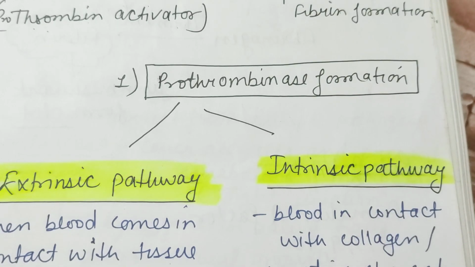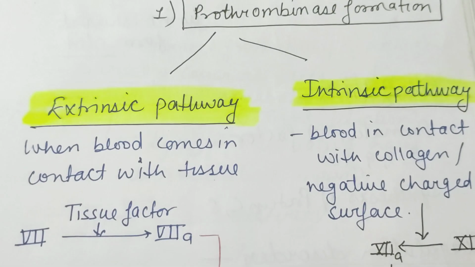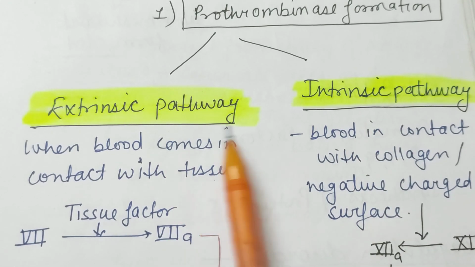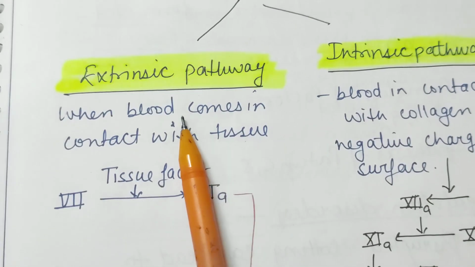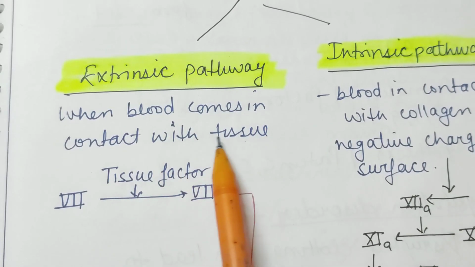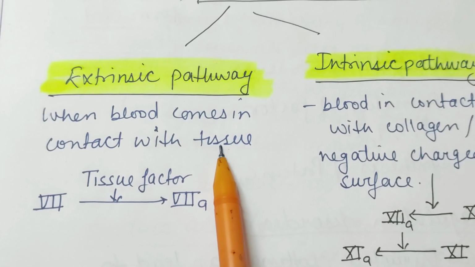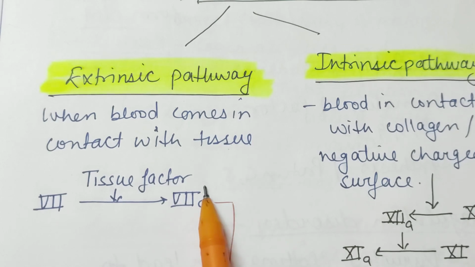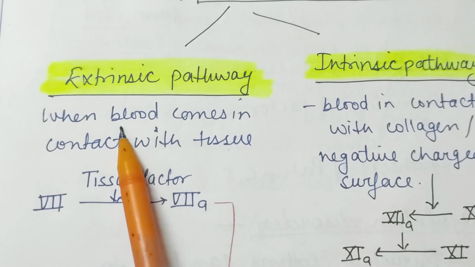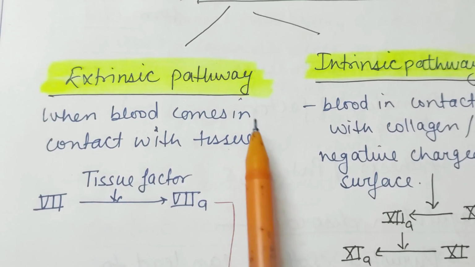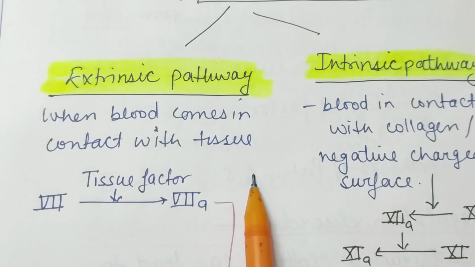Or prothrombin activator formation, right? It is achieved by two pathways. Now it depends on which condition injury is there. It can be extrinsic, it can be intrinsic. Extrinsic pathway, when blood comes in contact with the tissue. Extrinsic, so the whole tissue is damaged, the whole wall is damaged. That means the blood is now exposed to complete outside tissue because of complete damage of the wall.